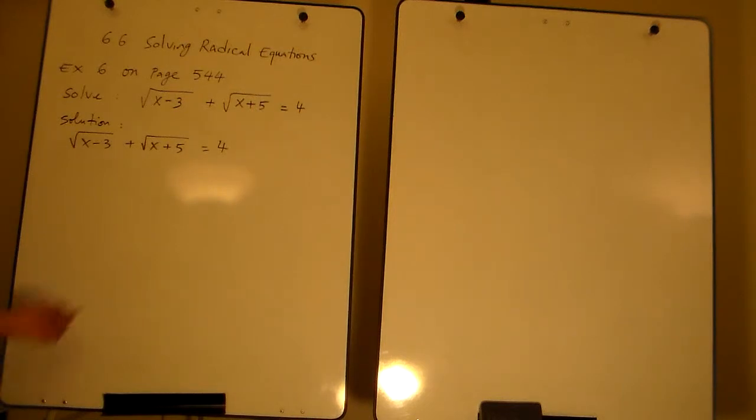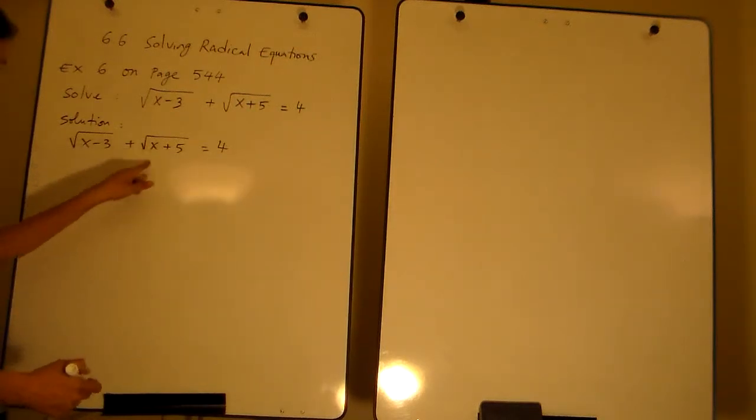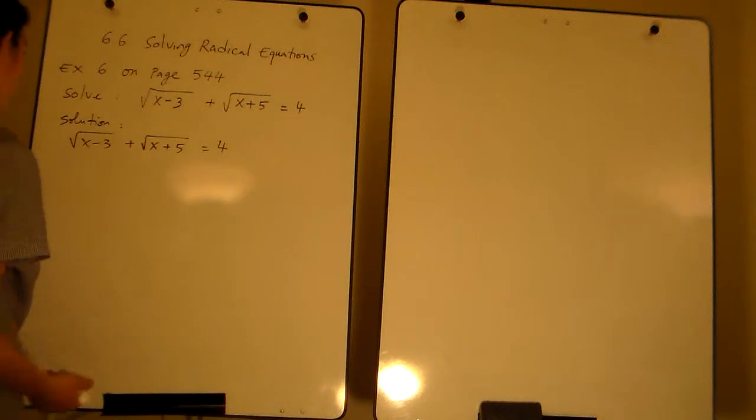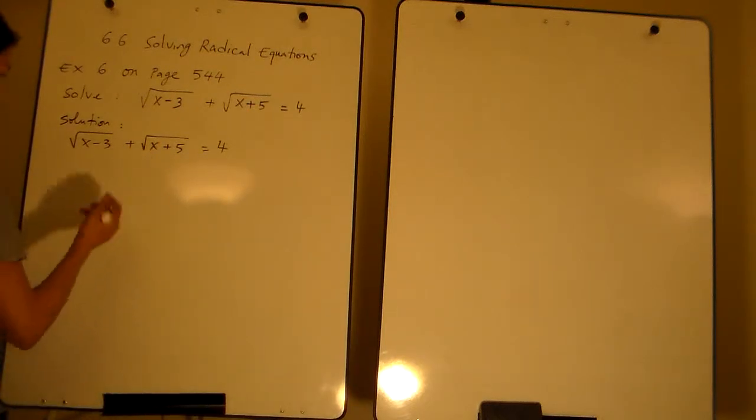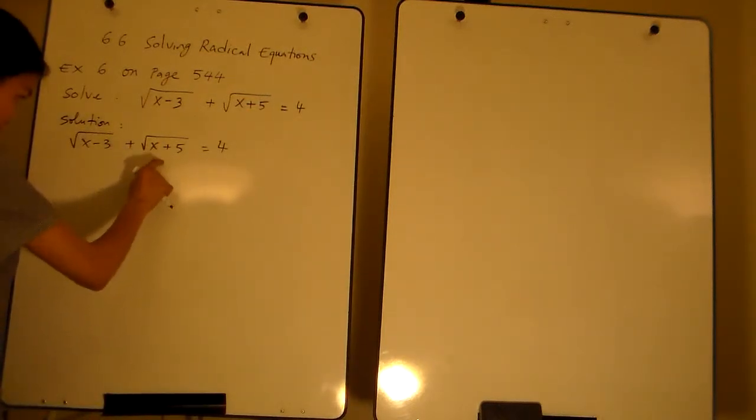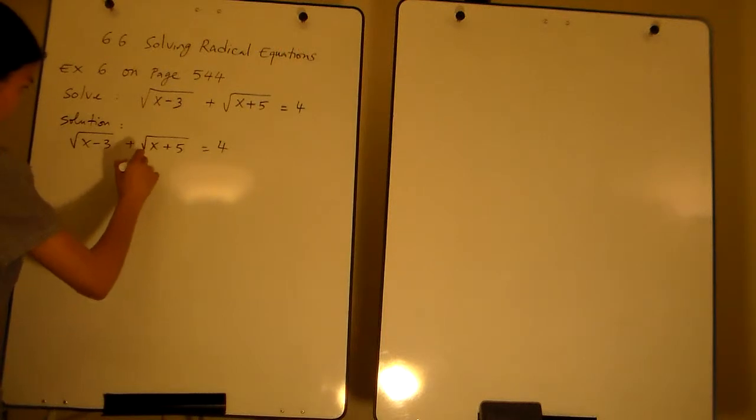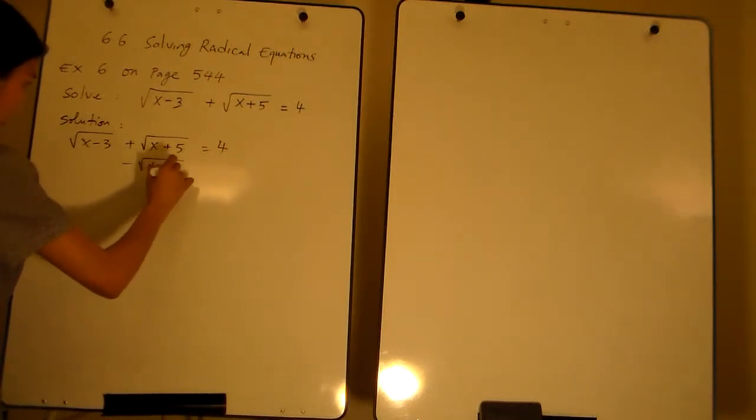But this time we have two radicals. So we need to separate one radical on one side of the equation, the other radical on the other side of the equation. You can move either this or this to the right. Let's try to move this and see how it goes. To remove this radical, I will subtract radical x plus 5.